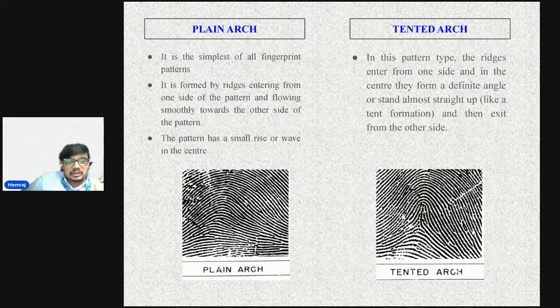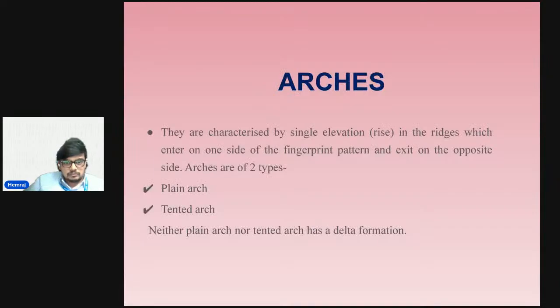The common characteristic is that we can define an arch as one where the line will enter from one side and exit to the other side, right? This is the common characteristic in both, so this is known as an arch. But in a plain arch, there will not be any tented formation, while a tented arch has a tented formation. If we see the definition of arches, they are characterized by a single elevation in the ridges which enter on one side of the print and exit on the opposite side. So this is the main characteristic: enter from one side, exit from the other side. This is known as an arch.